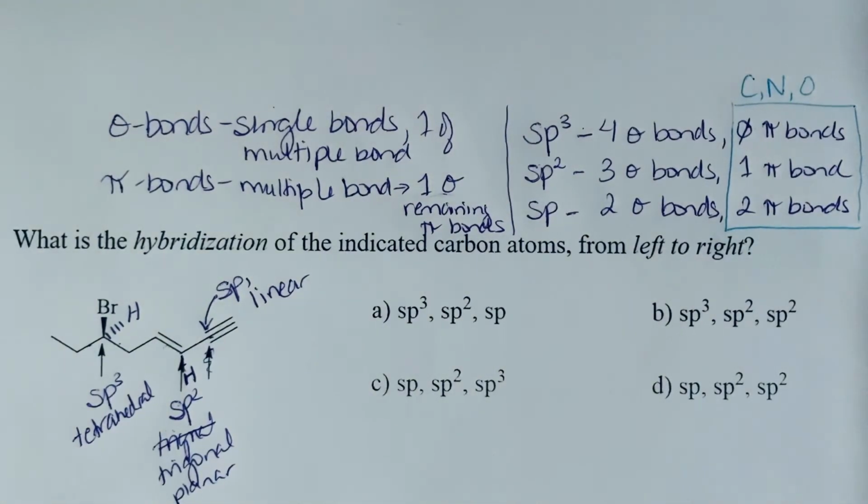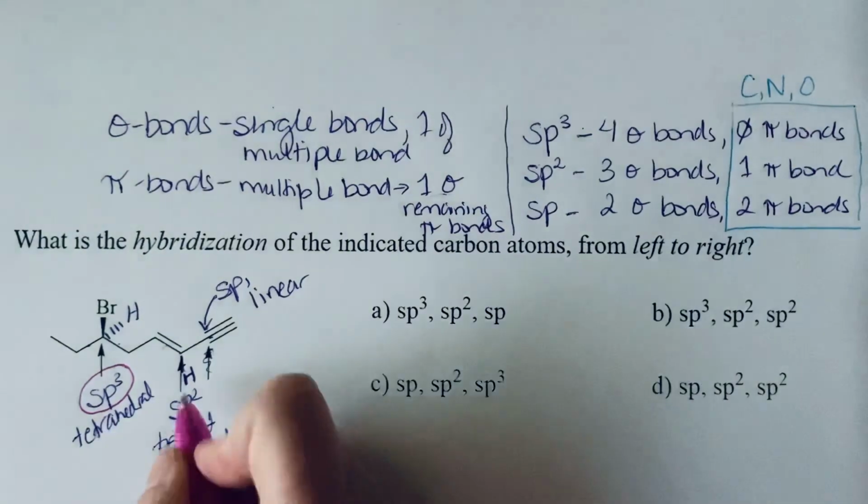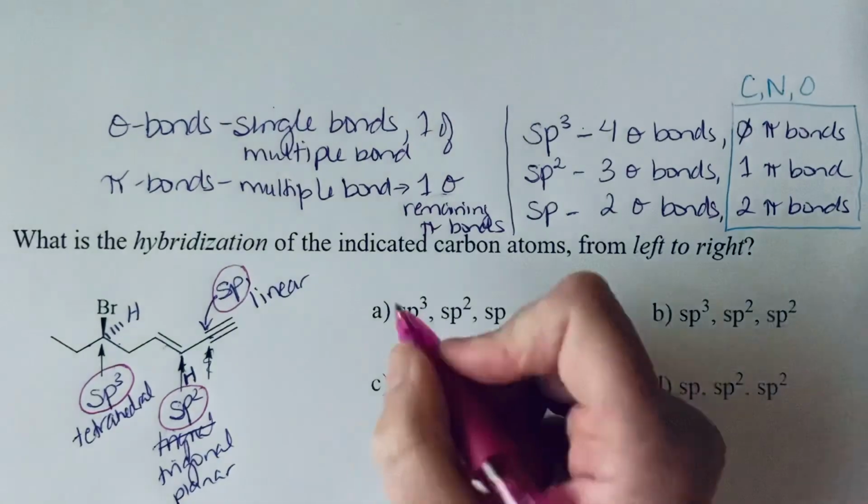So to answer the actual question, we're really looking for the hybridization. So we know, going from left to right, we have sp3, sp2, sp, and that is option A.